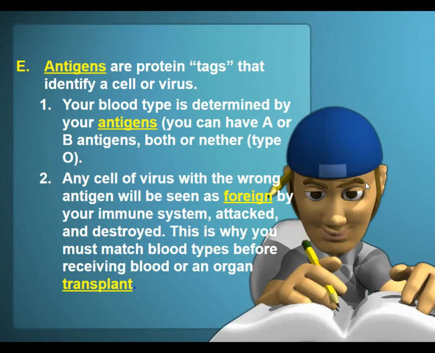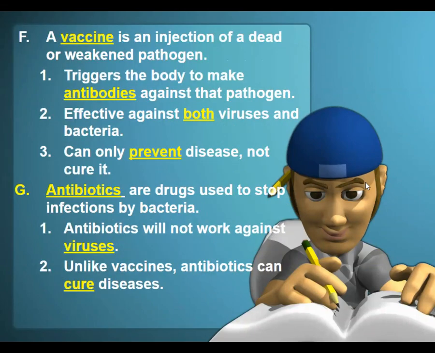So antigens are protein tags that identify a cell or virus. Your blood type is also determined by antigens. You can have A antigens or B antigens. You can have both or neither, and that determines your blood type. Any cell or virus with the wrong antigen will be seen as foreign by your immune system. It'll get attacked and destroyed. And that's why you have to match blood types before receiving blood or an organ transplant.